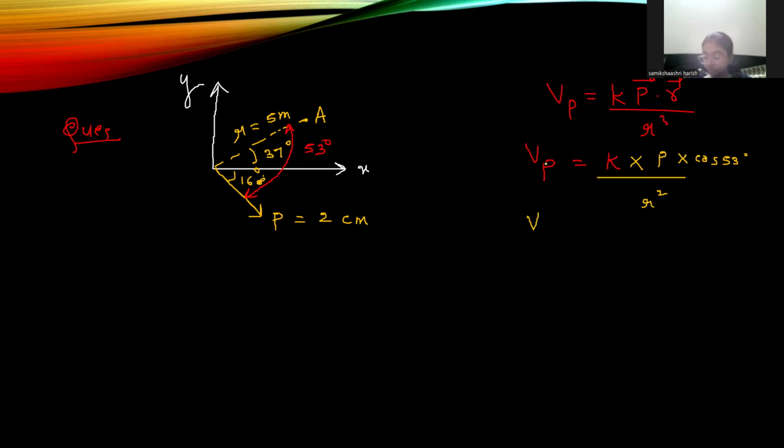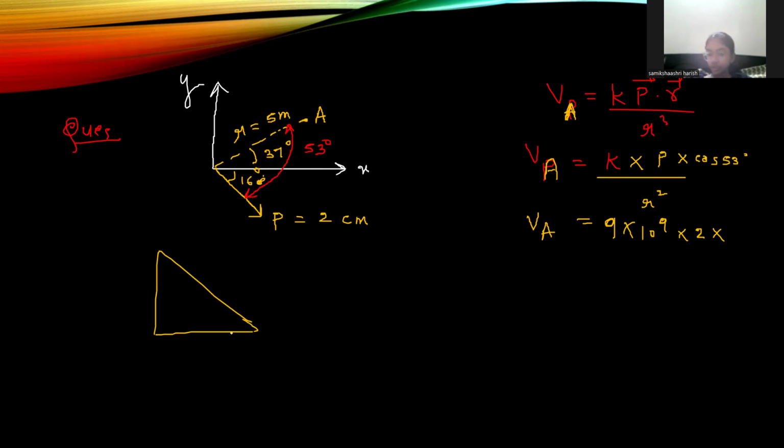Here point P is actually A, as per our diagram. Simply solve and give me the answer. K will be 9 into 10 to the power 9. And what is the value of q? What is the value of cos 53? Tell me. Cos 37 is 4 by 5.